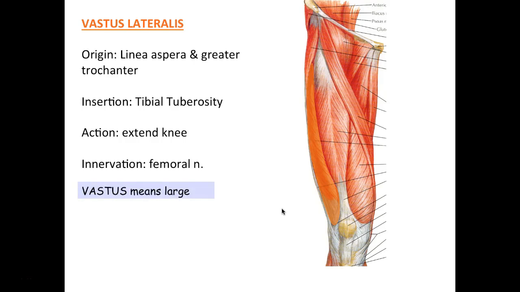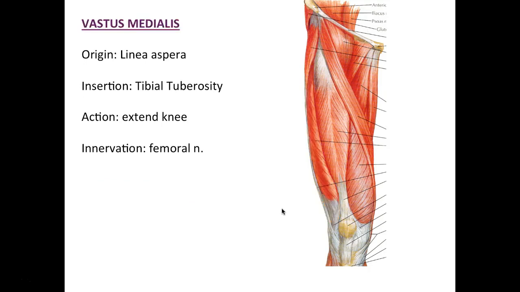And vastus means large, so all of these muscles are very large. This one happens to be on the lateral side. Next we have vastus medialis. It's originating from the linea aspera only because we don't really have any trochanters on this medial surface. And then it'll go and insert into the tibial tuberosity. It's going to extend the knee as well and be innervated by the femoral nerve.